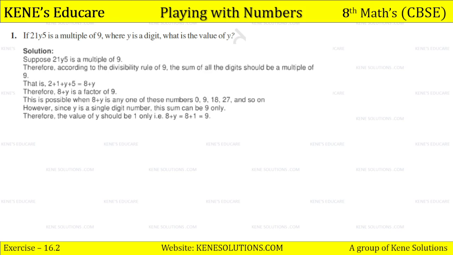So this is possible when 8 plus y is any one of these numbers, such as 0, 9, 18 and 27 and so on. However, since y is a single digit number, this sum can be 9 only. Therefore, the value of y should be 1 only, that is 8 plus y is equal to 8 plus 1, 9.